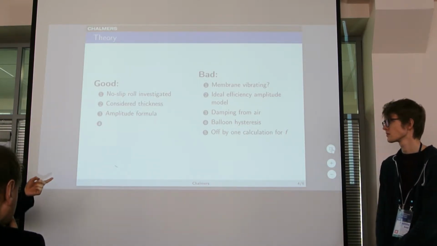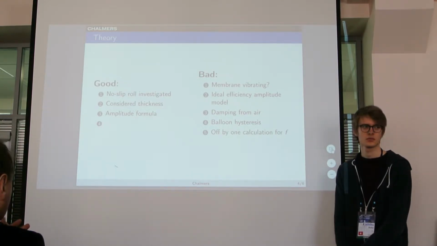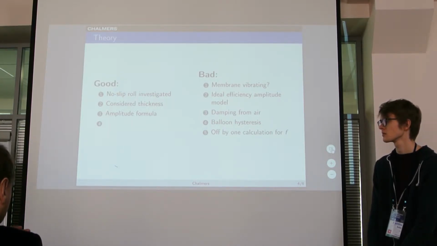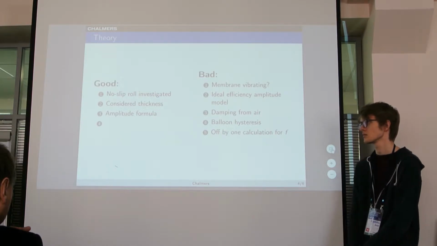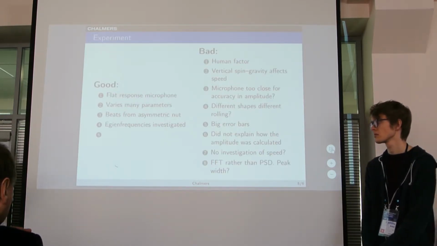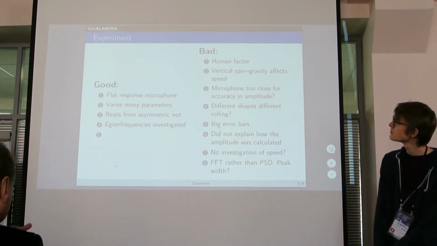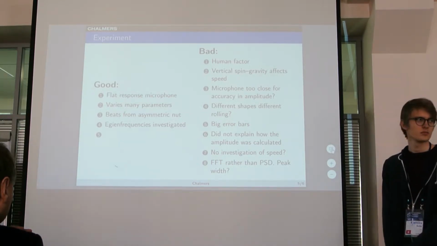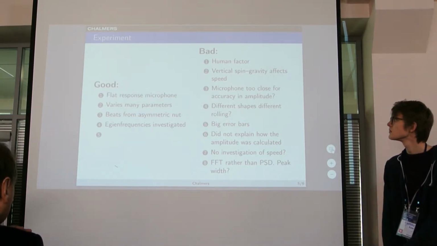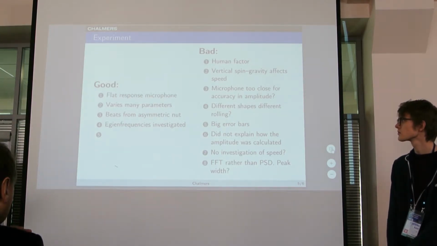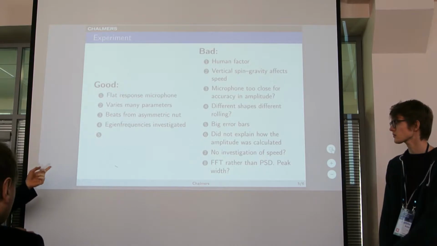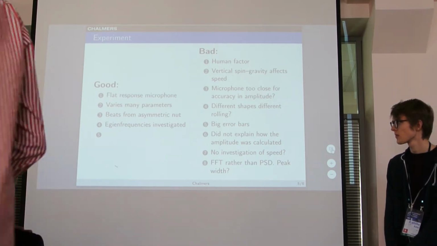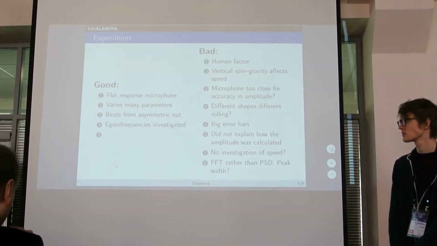And in the calculations for the frequency as a function of the nut circumference, they didn't take into account the fact that the nut rolls inside the balloon, meaning that you get one rotation less per lap. So going on to their experiments, they used a very nice microphone with a flat response, which is important to be able to compare amplitudes of different frequencies. And they varied quite many parameters, and they investigated the beats from an asymmetric nut as a slight extension of the problem, and they investigated the eigenfrequencies as well.